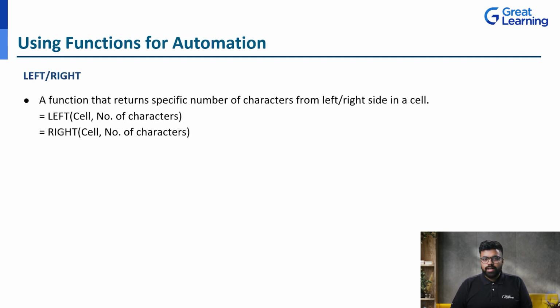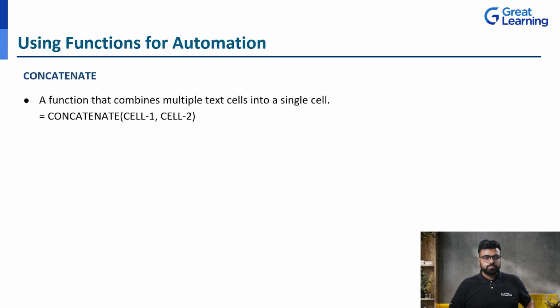Then there are LEFT and RIGHT. These are also very commonly used when you have to segregate data between columns. They are functions that return a specific number of characters from the left and the right side in a cell. So you would have equal to LEFT, open parenthesis, cell, comma, the number of characters. For the right one, you would have equal to RIGHT, cell, comma, and the number of characters you want segregated in a new column.